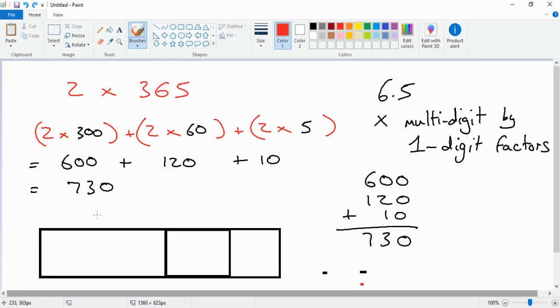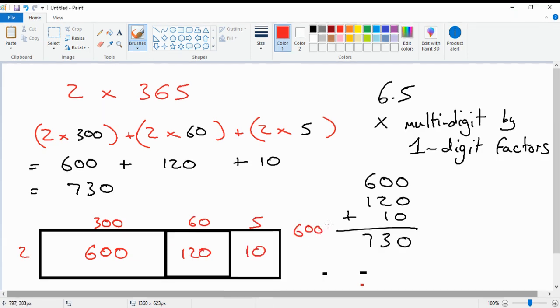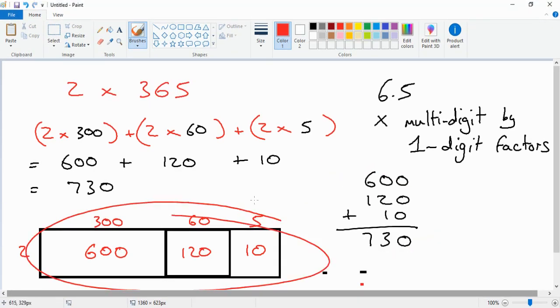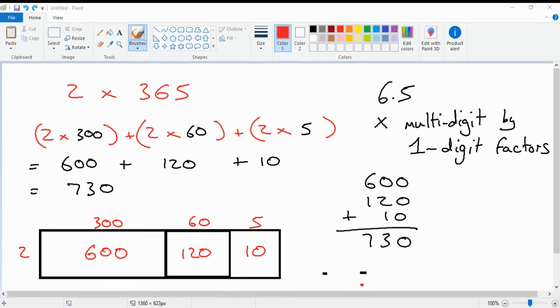We break up the 365 into 300, 60, and 5, and we're multiplying by 2. And then we're solving 2 times 300, as we said above, was 600. 2 times 60 is 120. 2 times 5 is 10. And then we add them. Well, no need to repeat, there it is there. So this is just one way of showing the visual for this. You will most likely have questions like this coming up in the end of term exams.